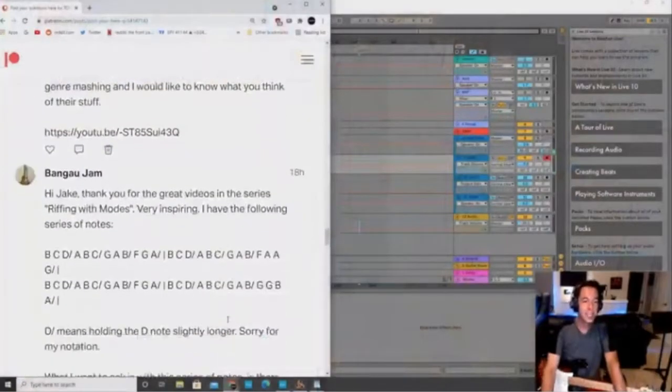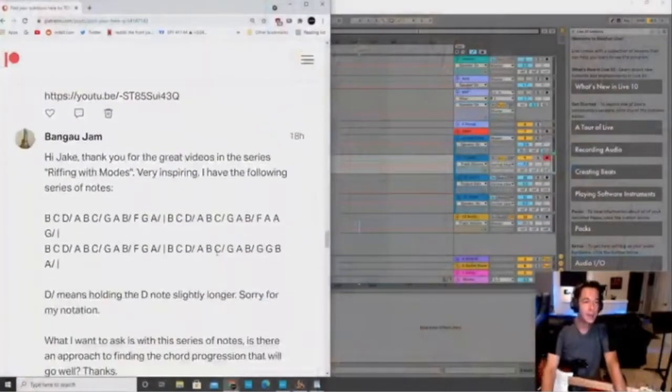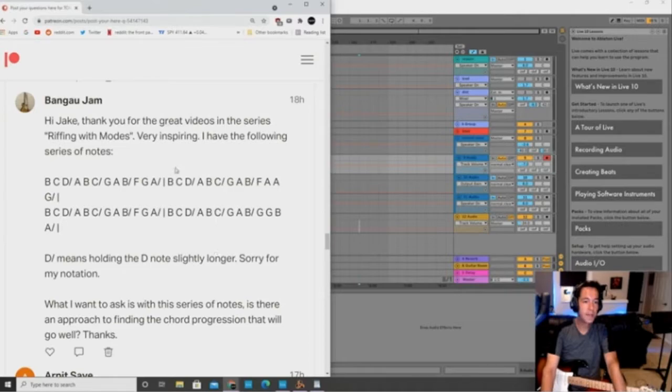All right, let's continue forward. Bangao has a question about the following series of notes. Now, the way this is supposed to be read is that the note with a slash after it is supposed to be long. Now, I'm not going to be able to get through this whole thing, Bangao. If you record something, it'll be a lot easier.